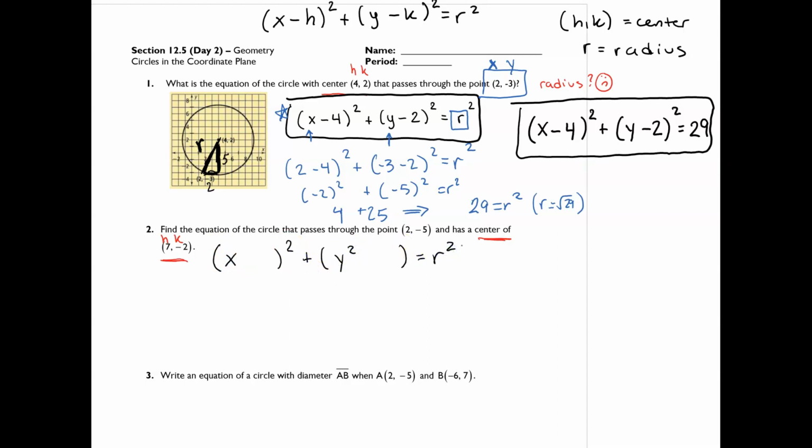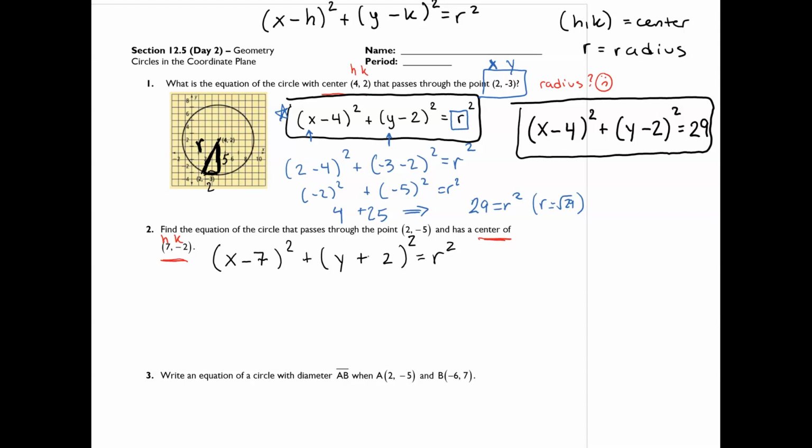It doesn't tell us our radius, so I'm going to write r squared. Our h is 7, so that's x minus 7. And then we would do, oh, I put that square in the wrong spot. I'm sorry about that. We would do y minus k, but k is negative 2. So instead of me writing minus negative 2, I would really like to write plus 2. So there's your help with your start.